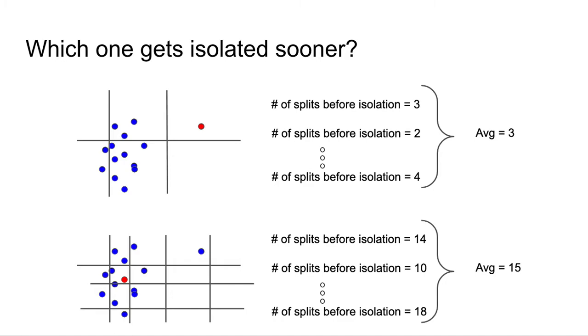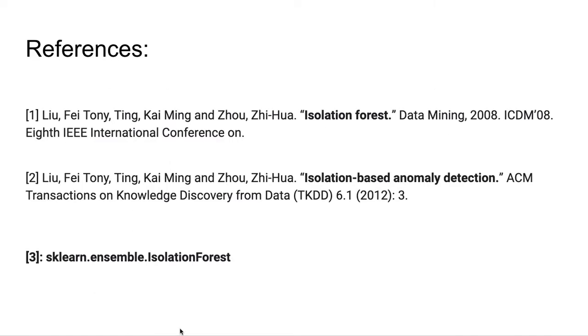You can read more about the theory of isolation forest in its reference papers. There are 2 of them here. The first one is the conference paper and the second one is a journal paper. But in this tutorial I'm gonna try to focus on the scikit-learn way of implementing isolation forest and how you can use it in practical anomaly detection problems. Okay, let's get started.